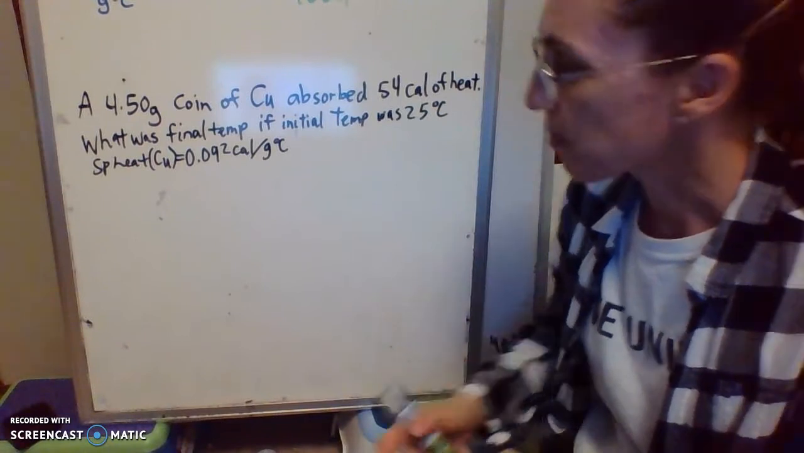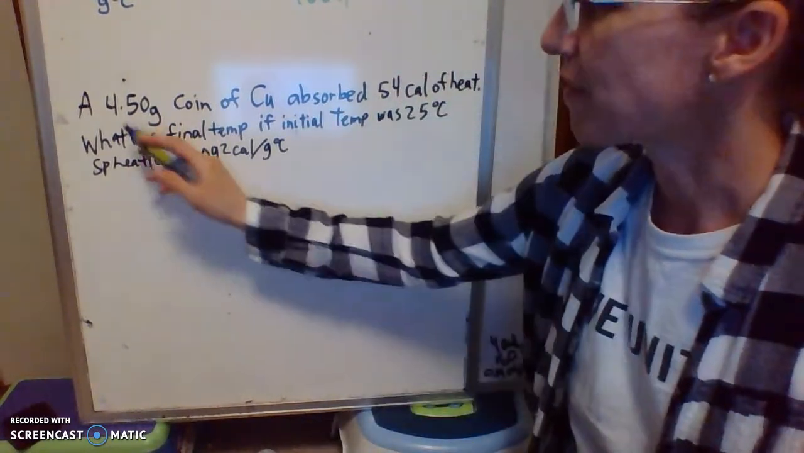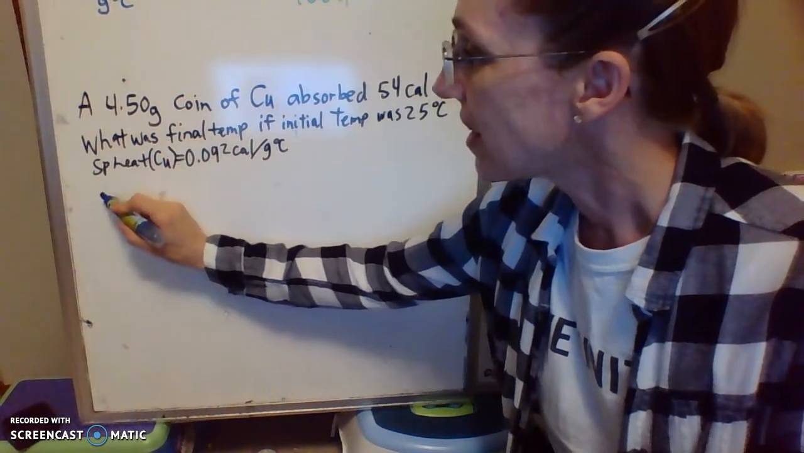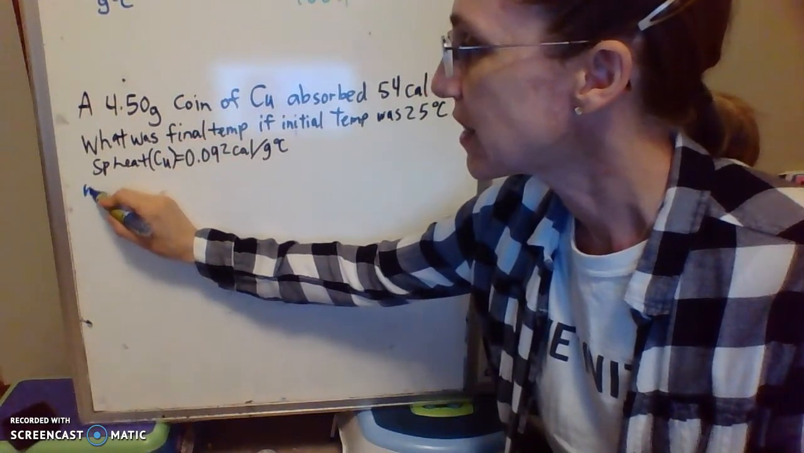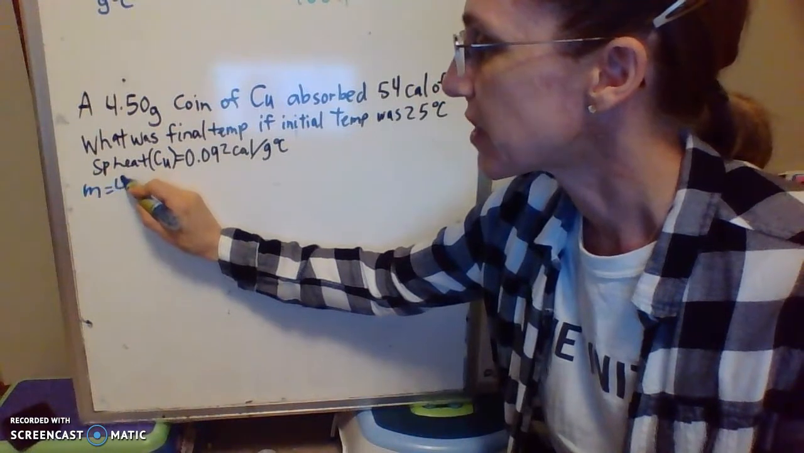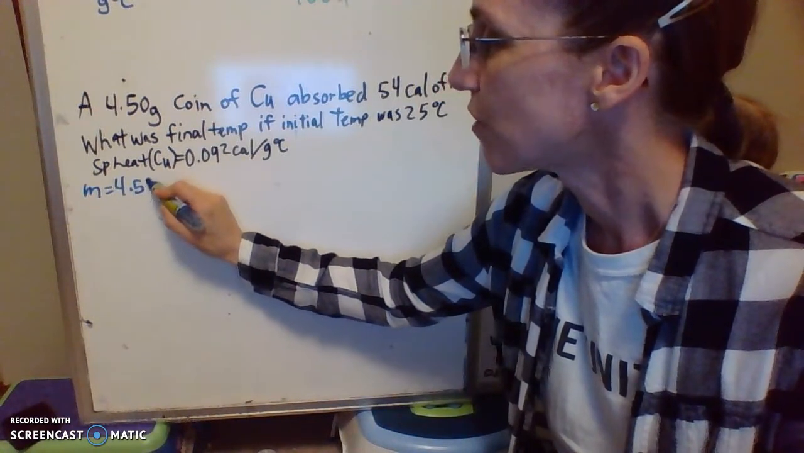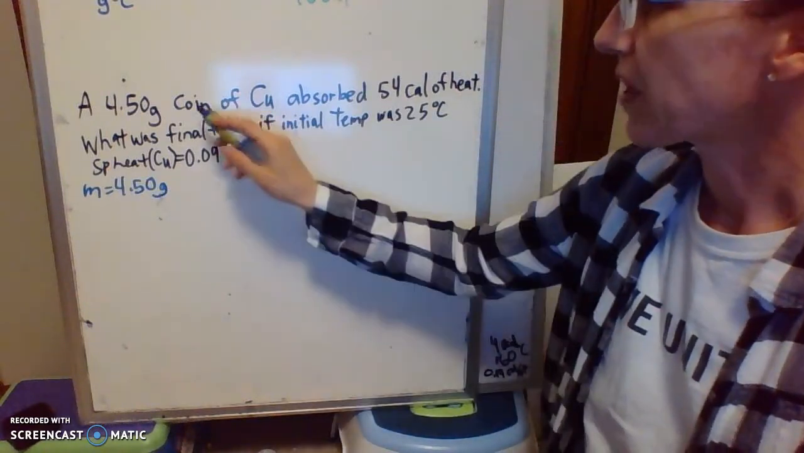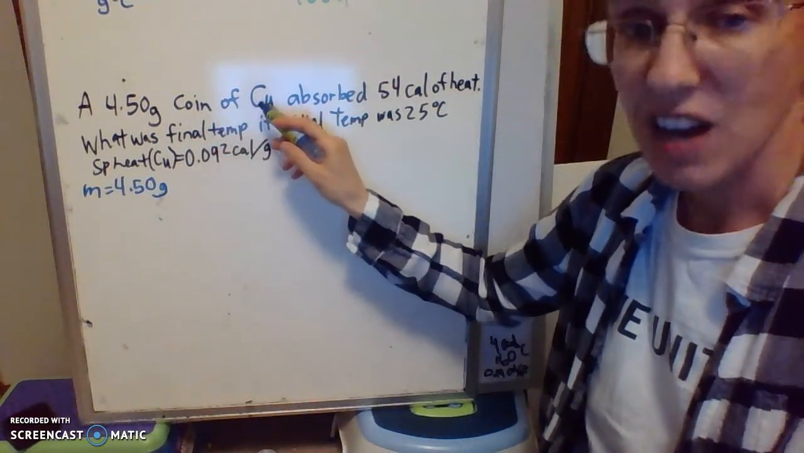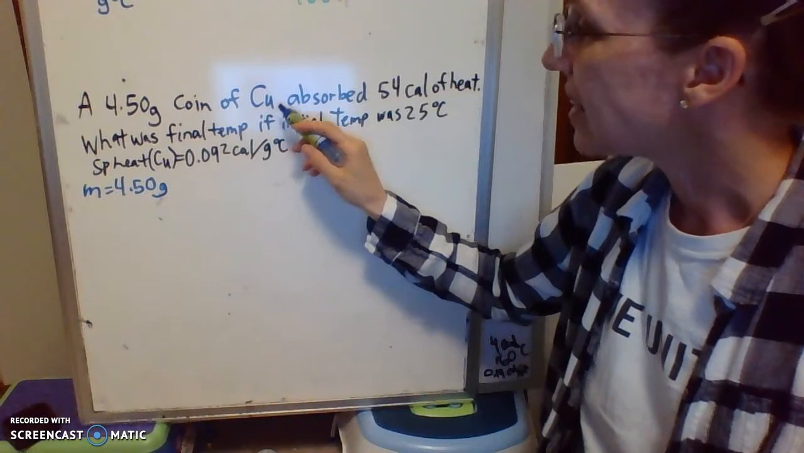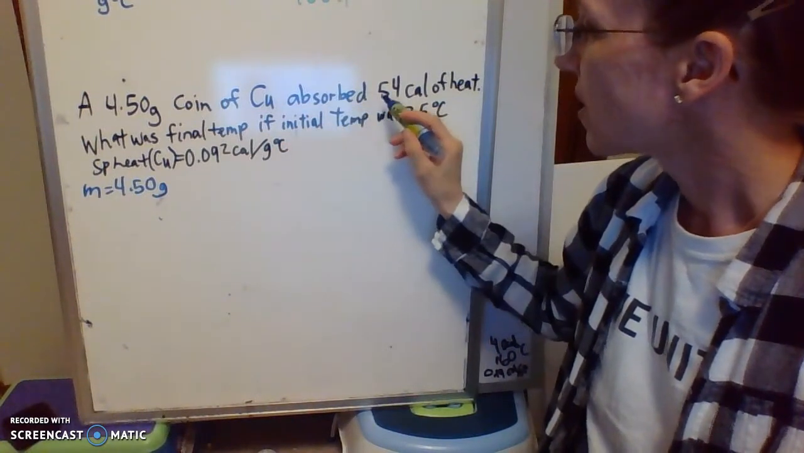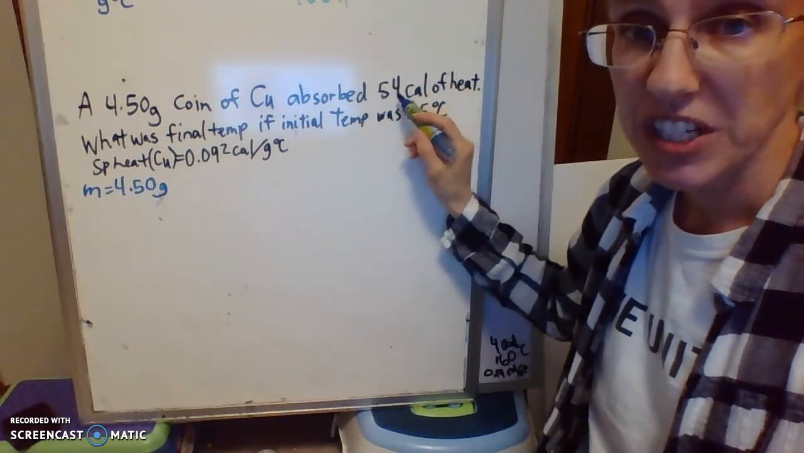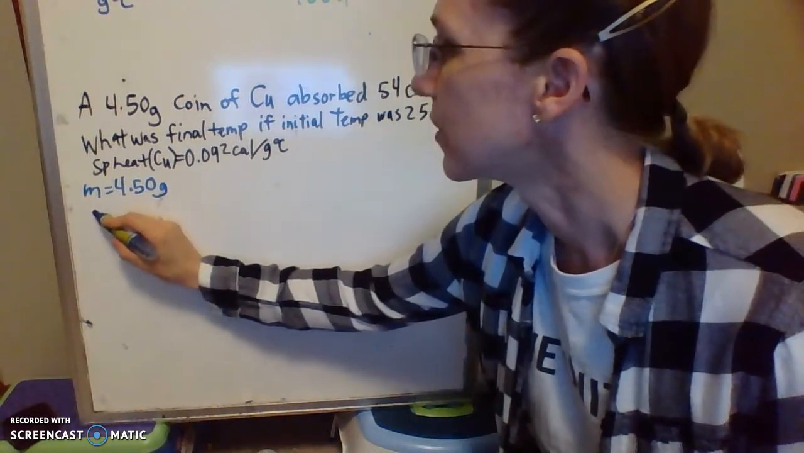Here we've got a problem that says we have 4.50 grams. Now, grams tells us that it's a mass. So I'm going to say the mass is 4.50 grams of a coin that is copper. And it absorbs 54 calories. So this is how much heat. So that's our Q.